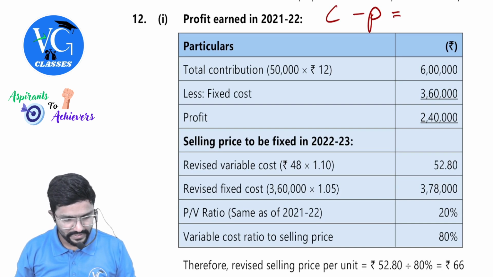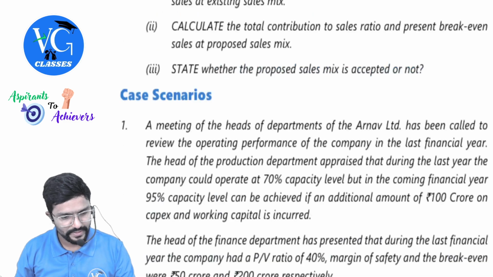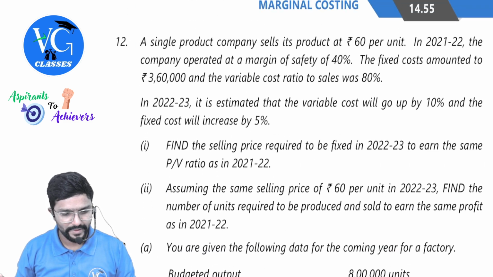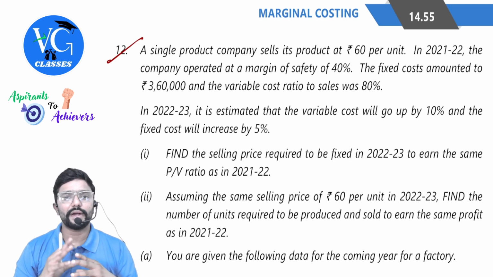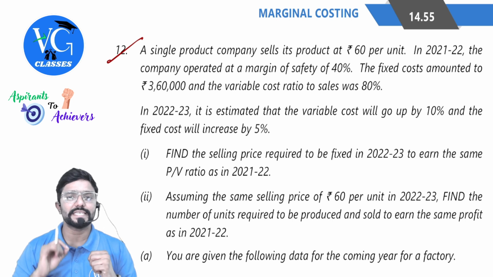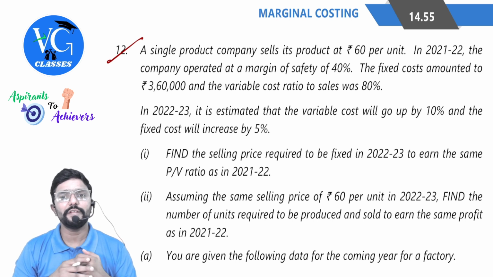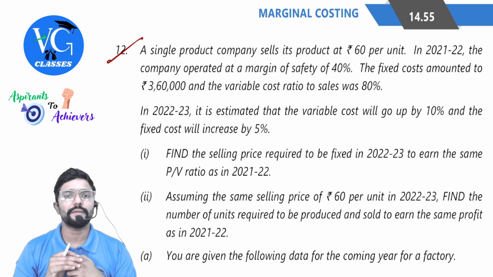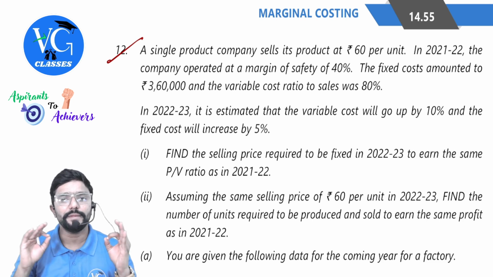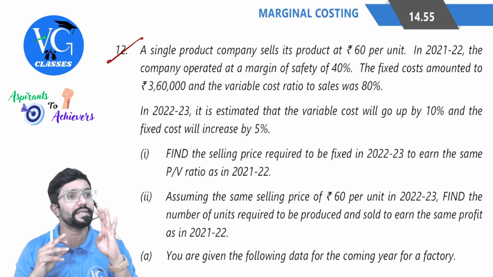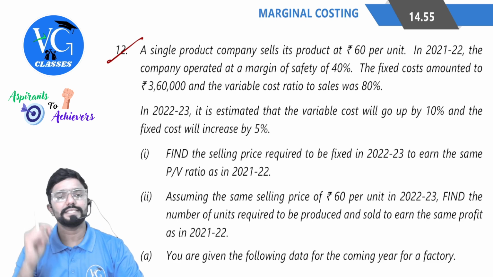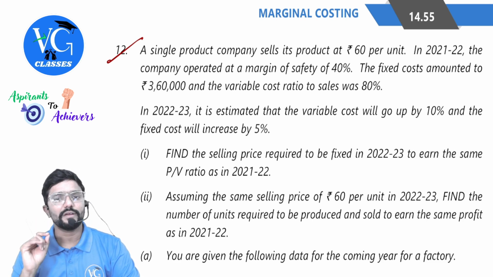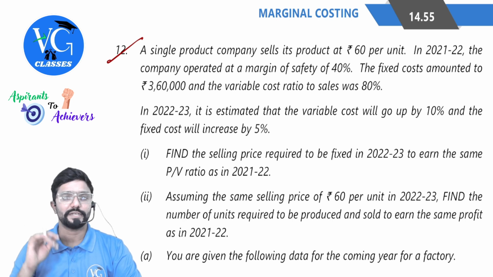Coming to 12. A single product company sells its product at 60 rupees per unit. In 21-22, the company operated at a margin of safety of 40%. Margin of safety is 40%. The fixed cost amounted to 3,60,000 and the variable cost ratio to sales was 80%.